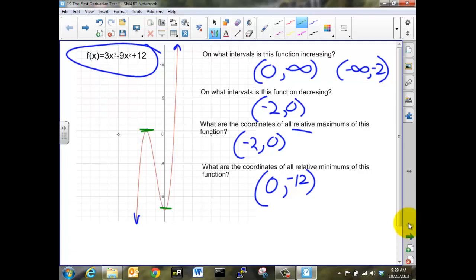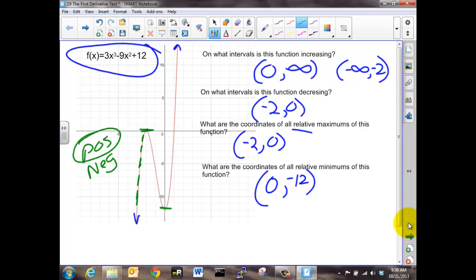Now, describe the derivative before x equals -2. Describe the derivative. I heard positive. I heard negative. Think about the derivative. If I draw the derivative right here, what's true of the derivative in every case? It's going up. So the derivative is always positive.